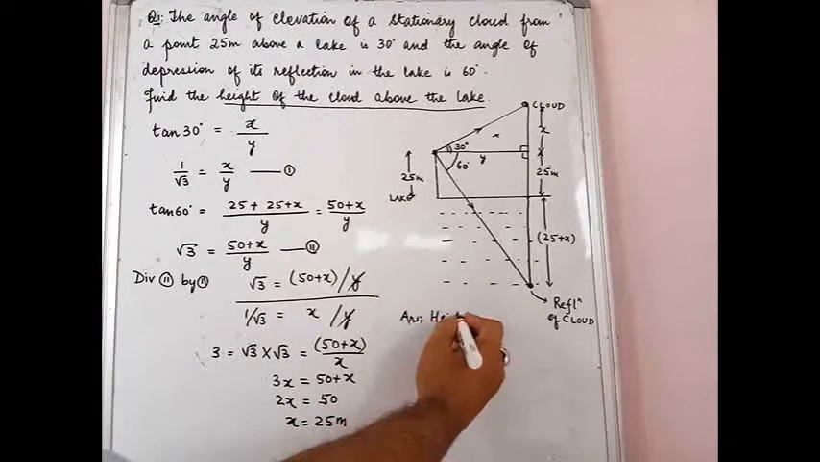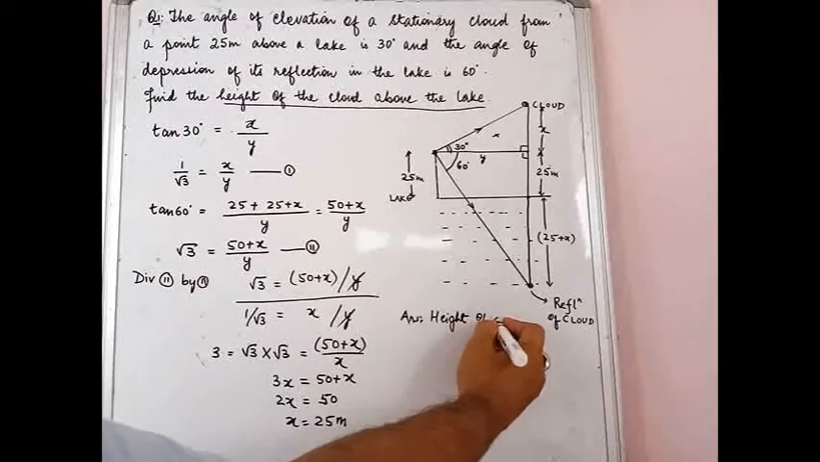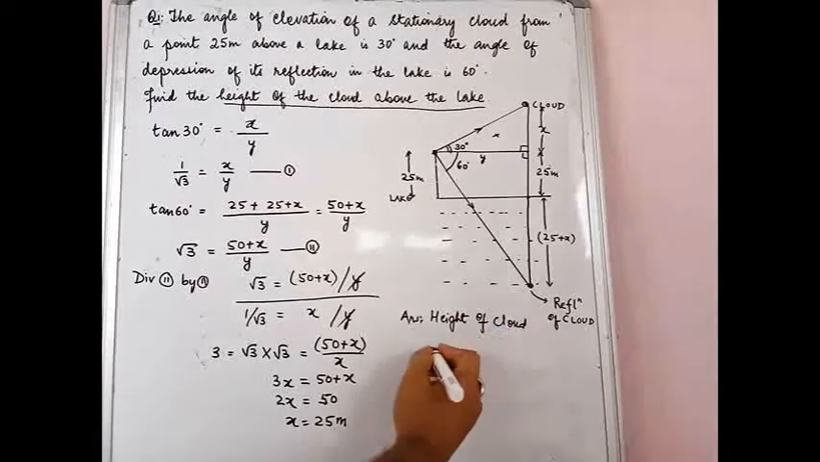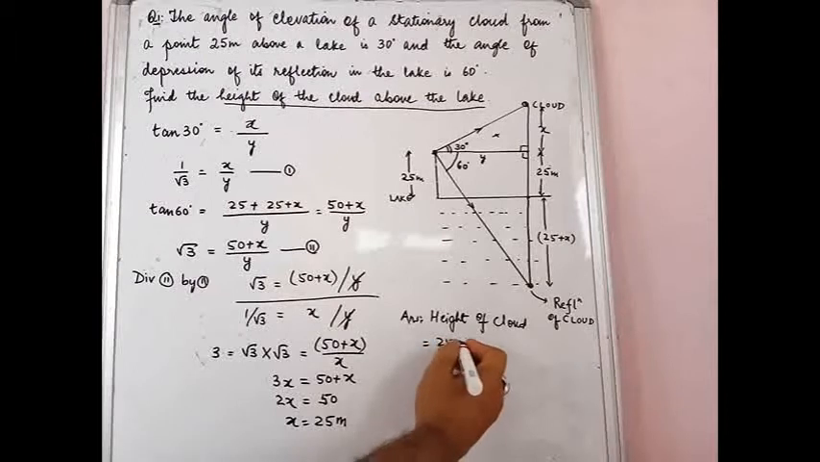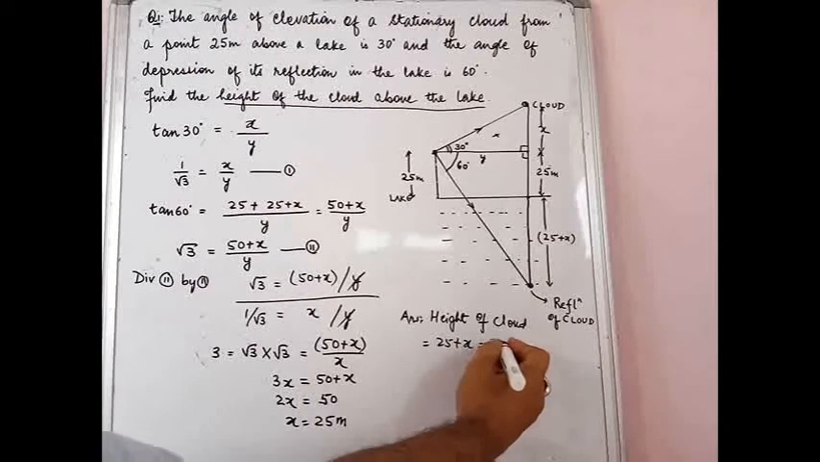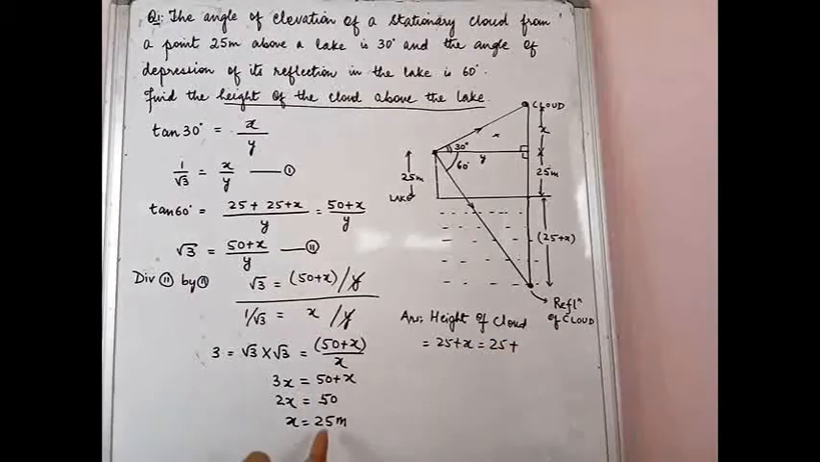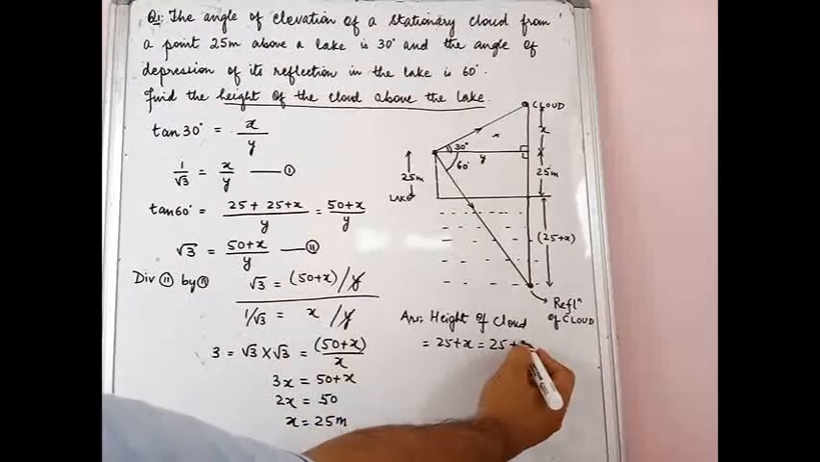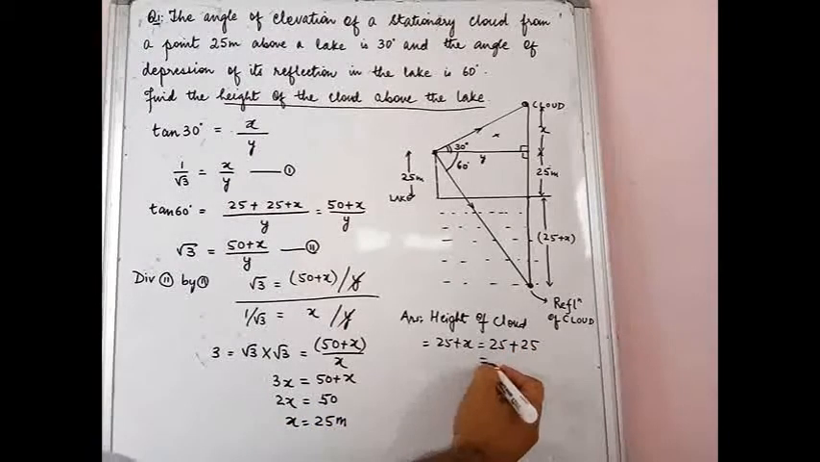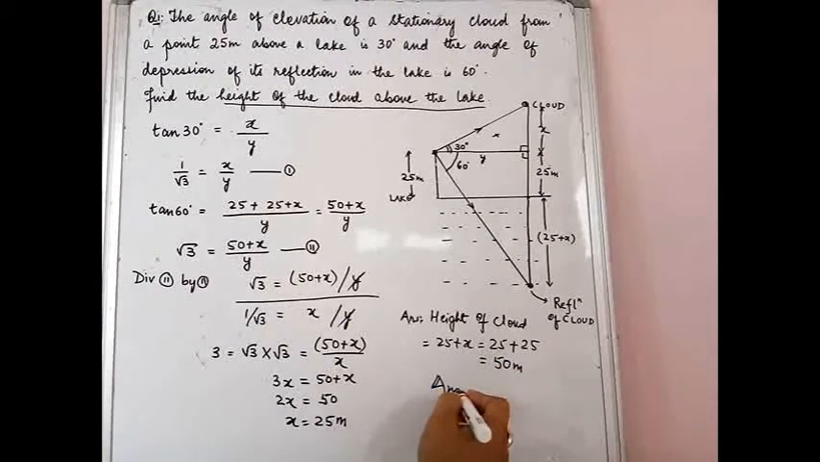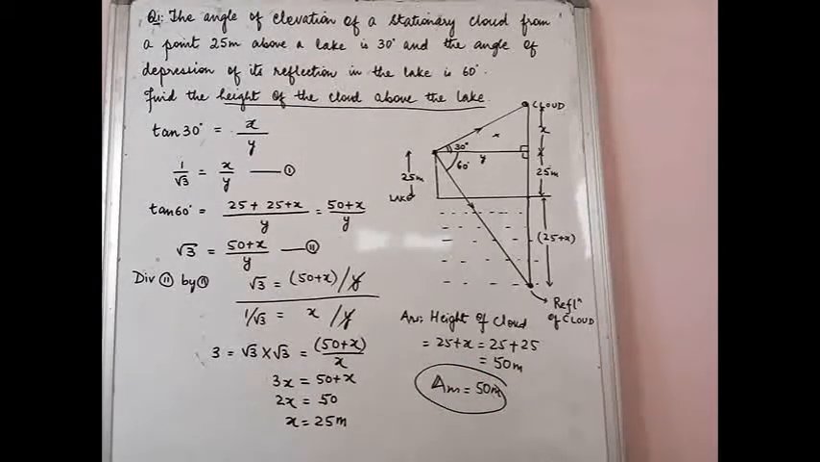Height of the cloud will be 25 plus x. So that becomes 25 plus the value of x, which has also come out to be 25. So that becomes 50 meters. That is your final answer. Okay. So 50 meters is the height of the cloud.